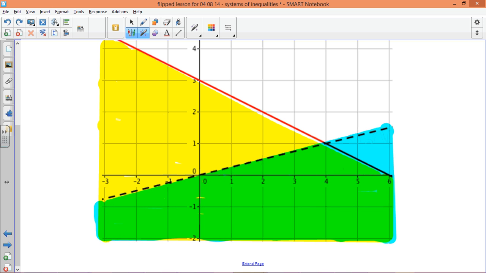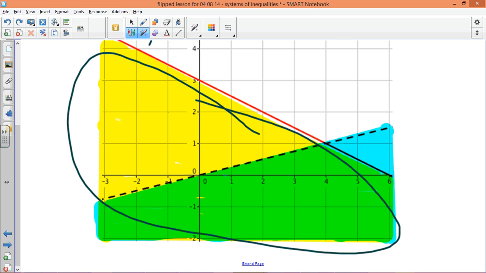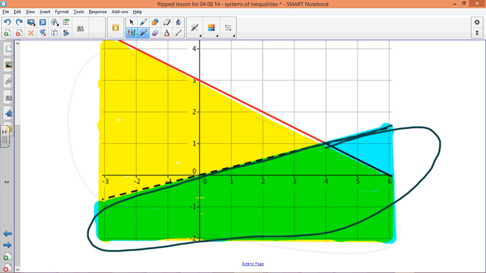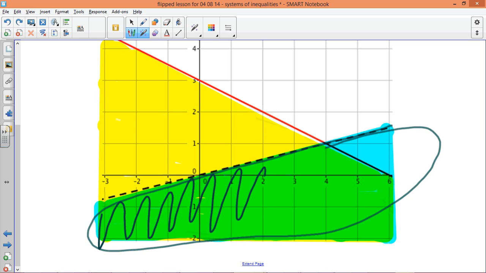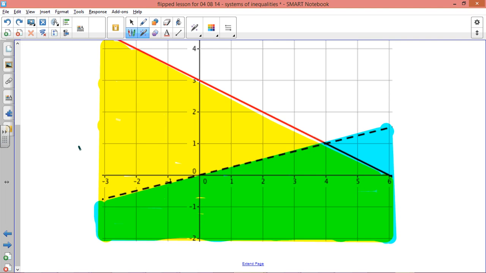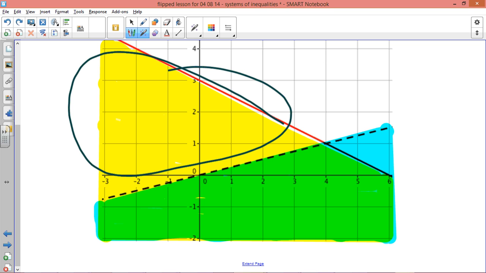So notice my first solution was all of this, which I did in yellow. My second solution was all of this, which I did in blue. And the intersection is where they turned green. So it's all of this, but not any of this, and not any of this. Okay, so that's our solution.